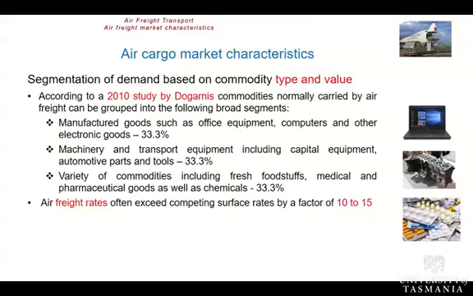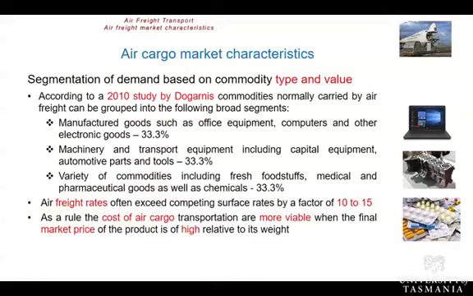One of the things to remember when it comes to air cargo is that it is constantly under competition from the other modes. And that's because surface rates can be 10 to 15% less. So air freight rates can be 10 to 15% more than surface rates. So it's constantly under competition. So there's got to be a compelling rationale for using air cargo.